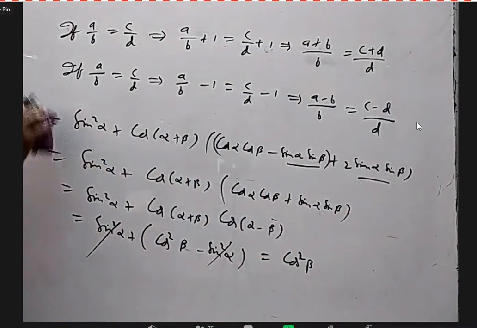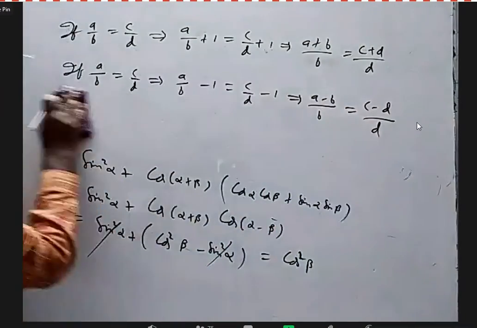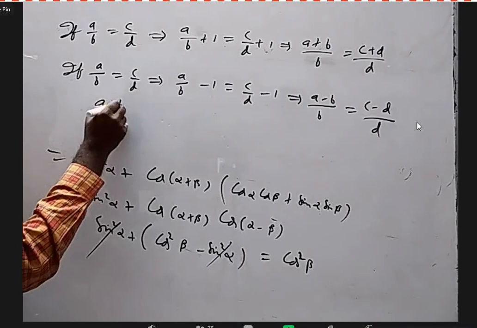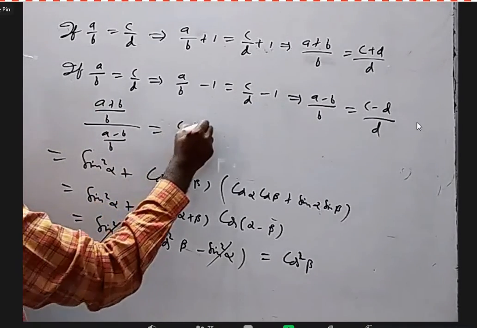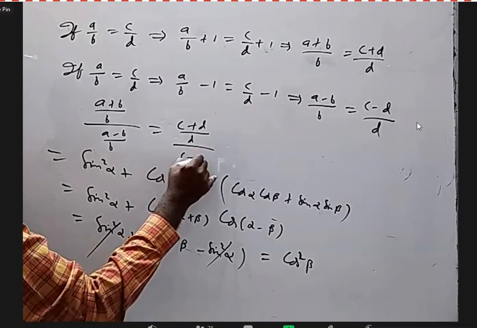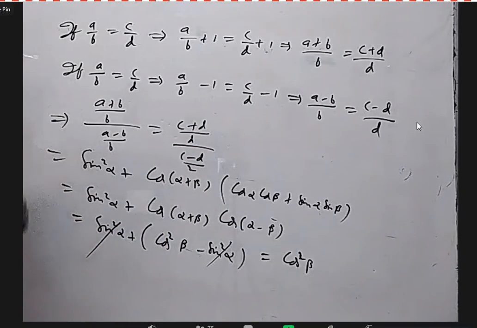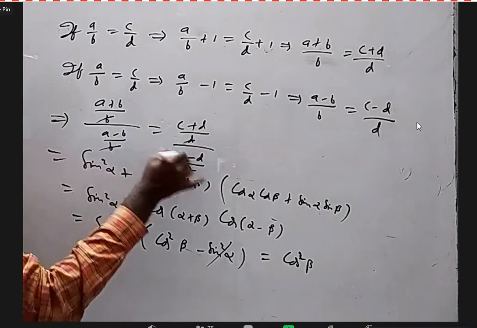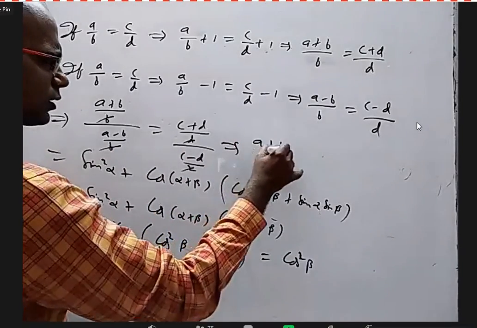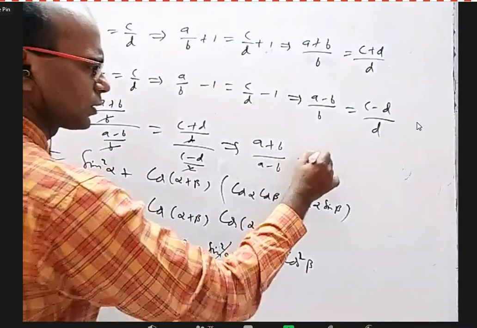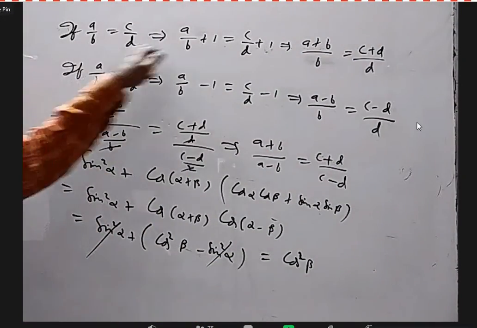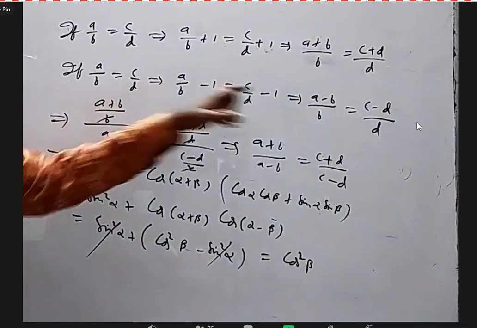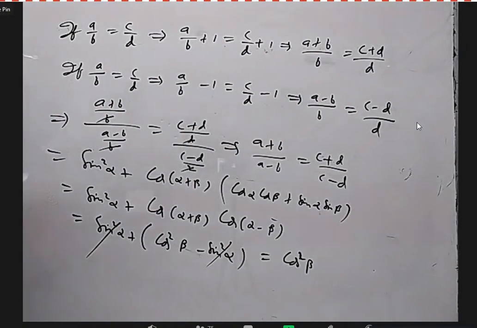If I divide these two, we get componendo and dividendo. a plus b by b by a minus b by b equal to c plus d by d by c minus d by d. Then here b you can cancel, d you can cancel. You will get a plus b by a minus b equal to c plus d by c minus d. From this step, this is called componendo, and from this step, this may be called dividendo. But neither this nor this we use. We only use this.